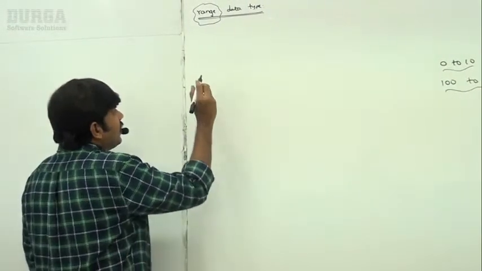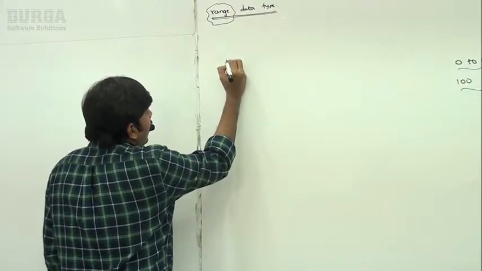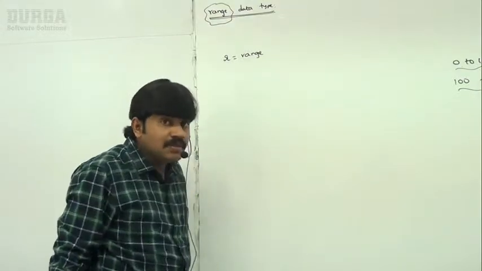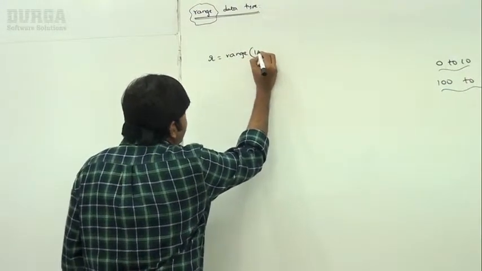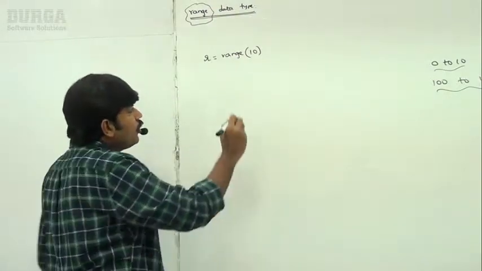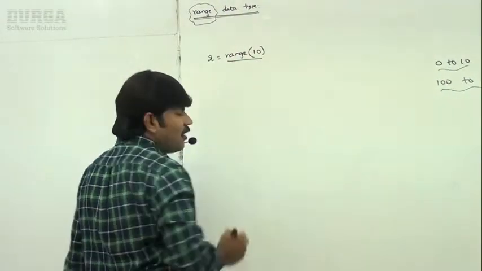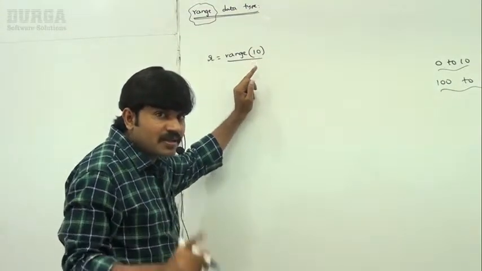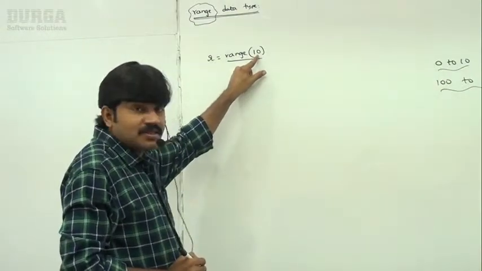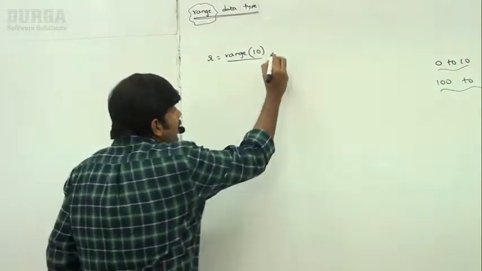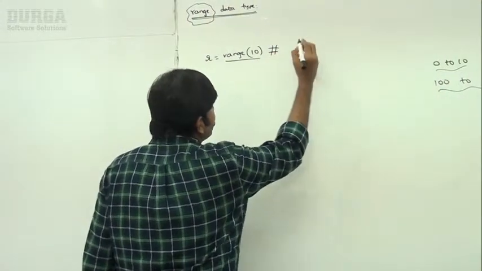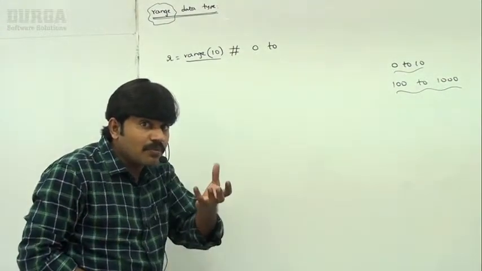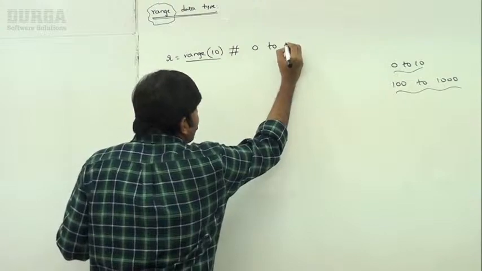Just for a basic idea, let me take R is equal to range. Range is the Python inbuilt data type. I'm taking range of 10. Can you represent the range of the first 10 numbers? How many arguments are there? Only one argument. What is that argument I passed? 10. It represents a sequence of values from 0 to, total how many values? 10 values. 0 to 9.